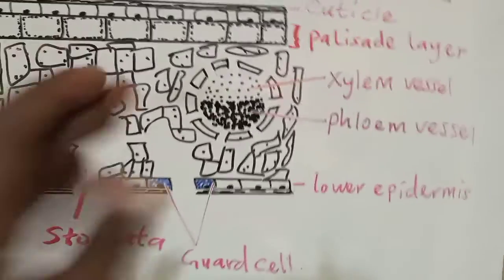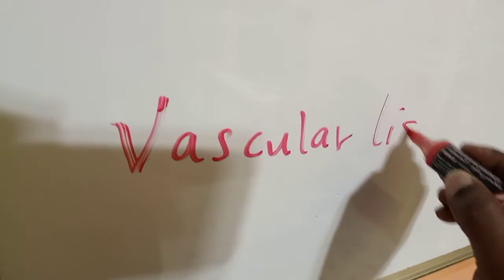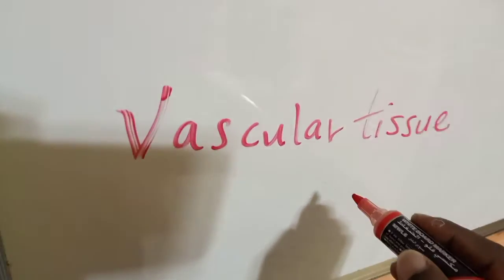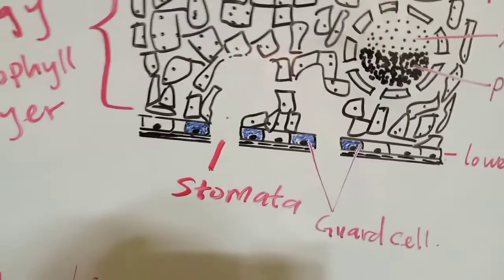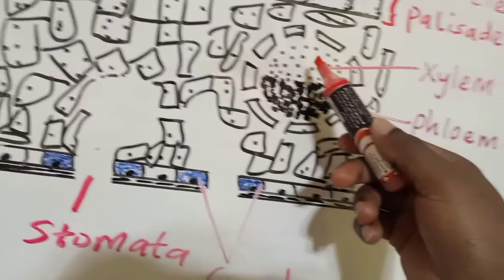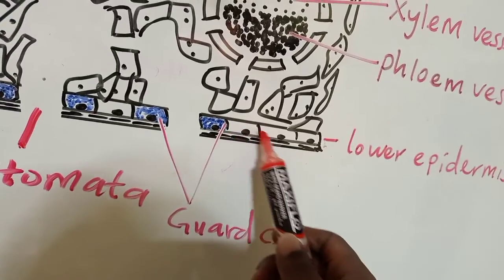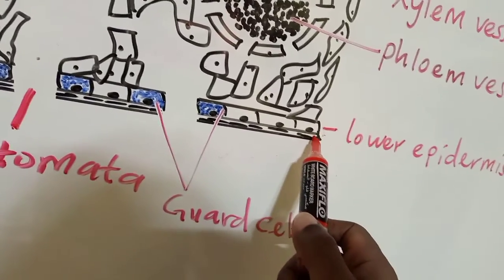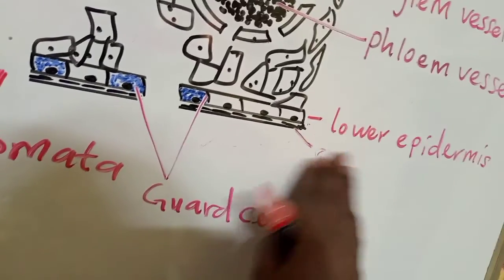So this one is what we call vascular bundle. This is the spelling of vascular bundle. We also call it vascular tissue, and it has two parts. The first part is xylem vessel. The second one is phloem. Then this one is lower epidermis. Then this one is cuticle. This one is also a cuticle on the lower side of the leaf.